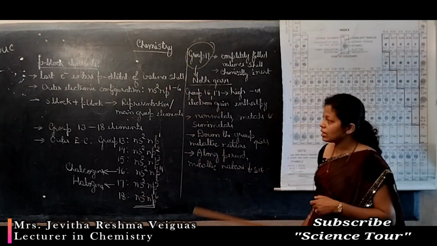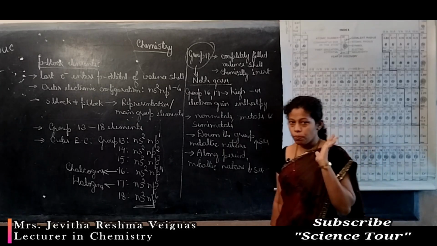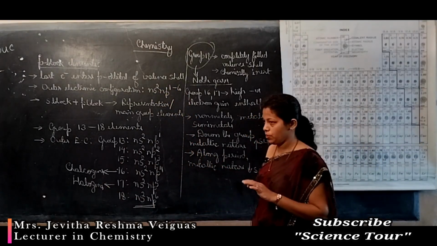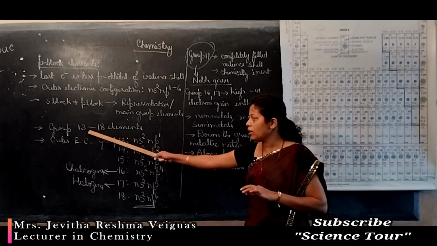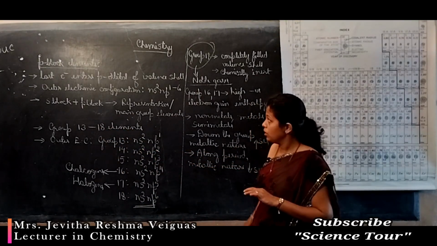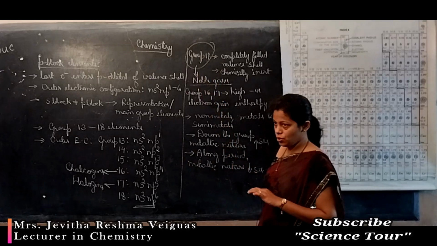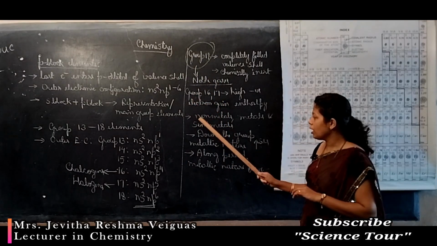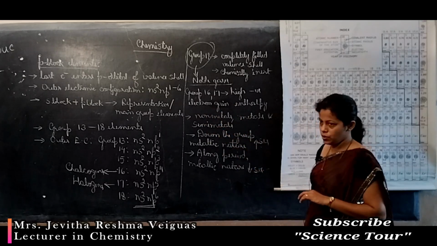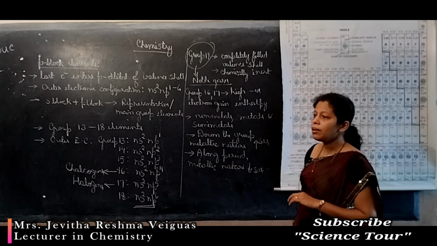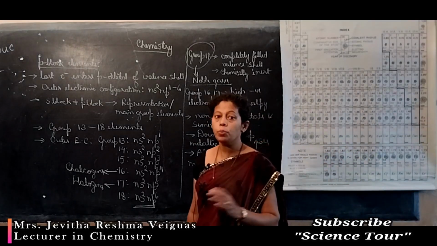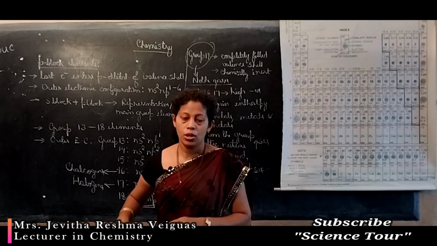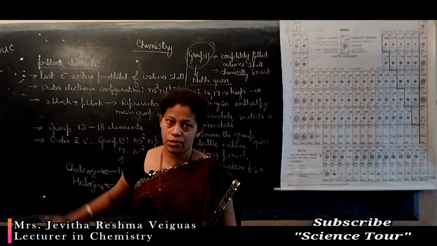So this is in general about P block elements. P block elements have the configuration ns2, np1 to 6. The elements belong to groups 13 to 18, with group 18 being the noble gases. In the P block there are non-metals, metals, and semi-metals. Generally, metallic nature increases down the group, and non-metallic nature increases along a period. So this is about P block elements.